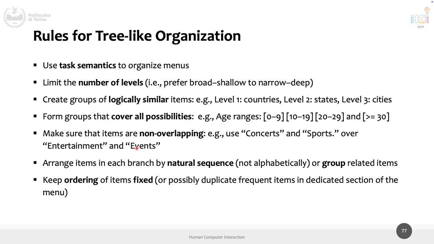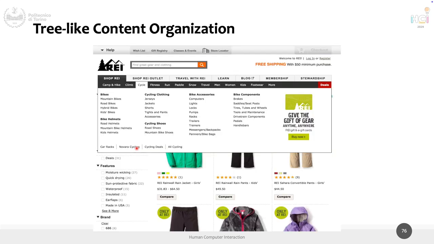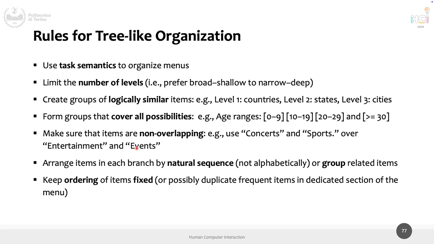So which rule can we use if you need to organize a menu in a form that is tree-like? First of all, use task semantics to organize the menu, like all the bikes together, all the accessories together, etc. Limit the number of levels. So prefer broad to shallow, so prefer starting bigger, like cycle, and then go in detail.